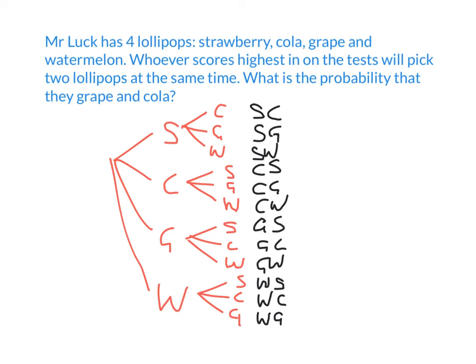So we can use that formula on the very first slide, in the very first example: the number of ways the event can occur out of the total number of outcomes. So how many ways can the event occur? Well, I could get grape the first time, and then cola the second time. I could get cola first, then grape. There are 2 ways this event can occur out of 12 outcomes in total, and simplifying that, you get 1 over 6. So the probability you get a grape and a cola is 2 over 12 or 1 over 6.